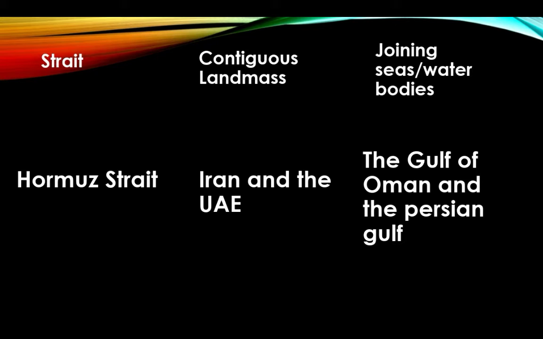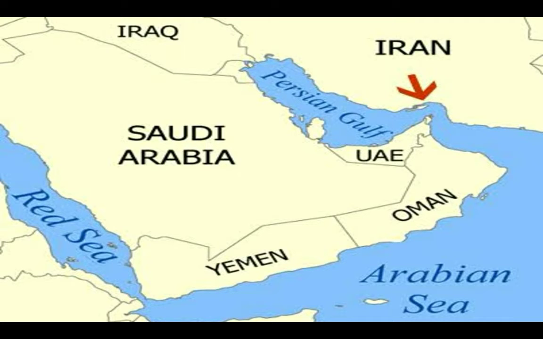So the contiguous land mass is Iran and UAE, United Arab Emirates, and the water bodies joined by this strait are Gulf of Oman and Persian Gulf. This is one of the important straits of the world. Why is that? It's a very important oil passageway, forming a choke point between Arabian Gulf and Gulf of Oman.